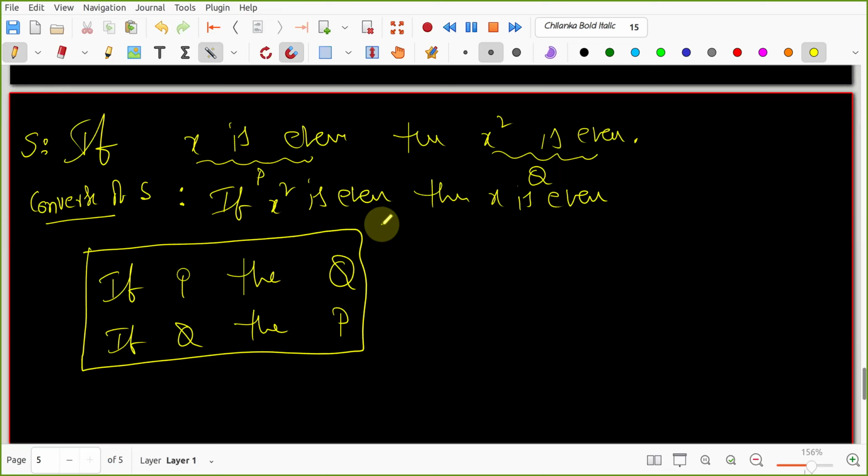Sir, for example, 16 is the square of 4 and 4 is also even. That is okay. But see, something is true means it has to be true for all, right? Yes, sir. Not through an example. Because you are a good girl, we cannot say girls are good, right? Yes, sir.